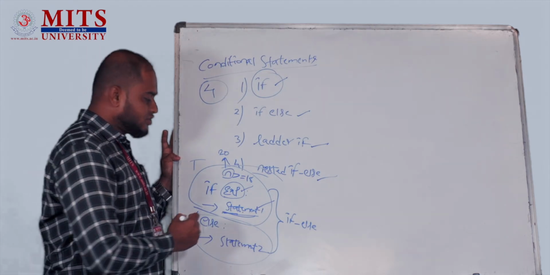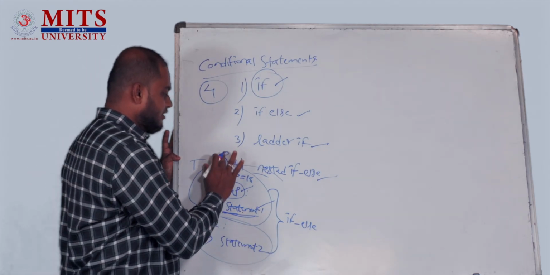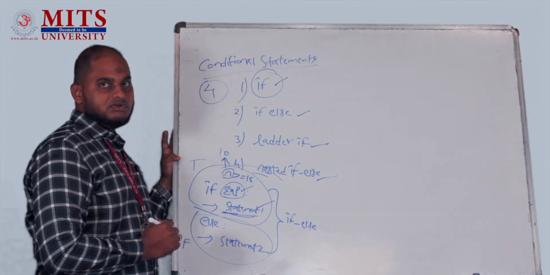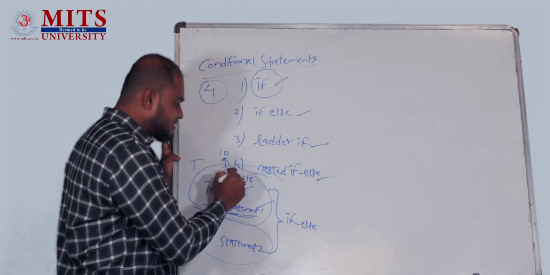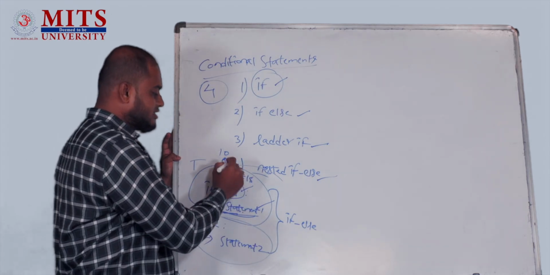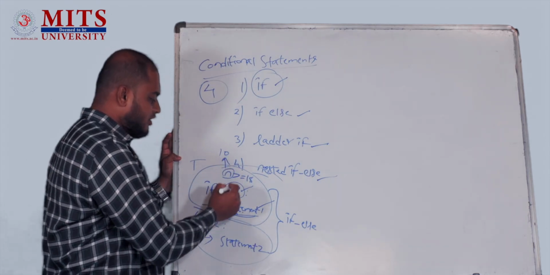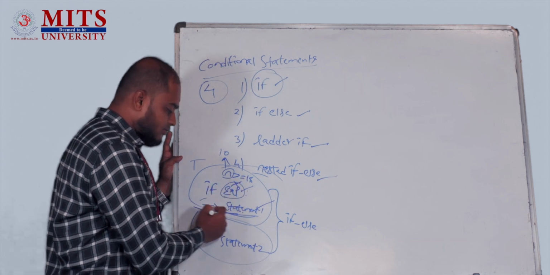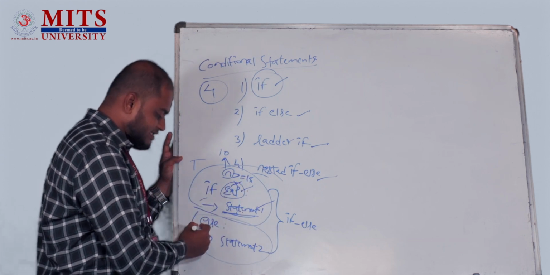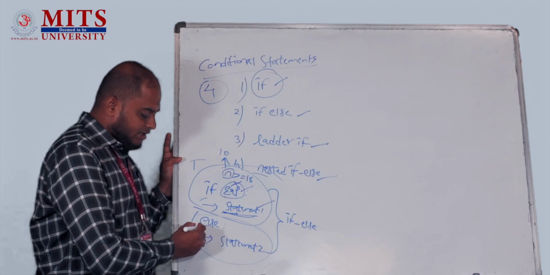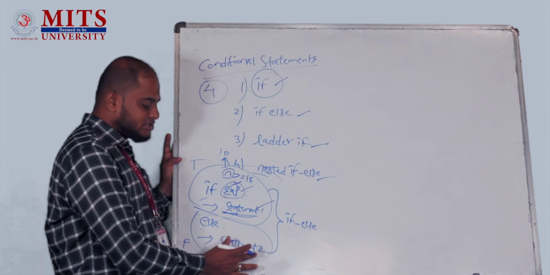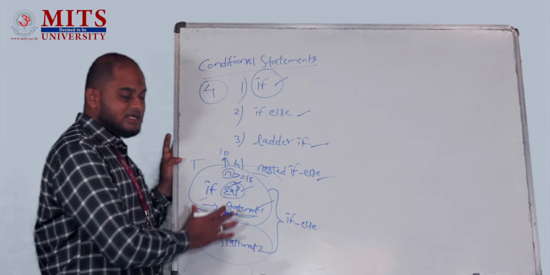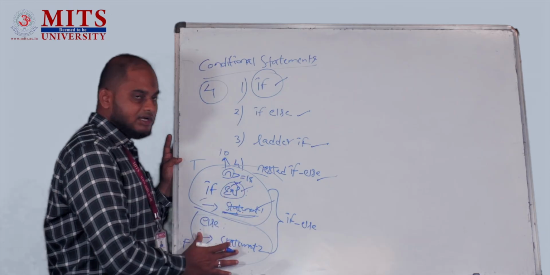So assume you have given the input as 10. When 10 is greater than or equals to 18, this condition is false. So automatically this condition will become false, and the interpreter will not go inside the if, it will come directly to the else part, and the statements present in the else part will be executed. So that's why this is called the true block, and this is called the false block.